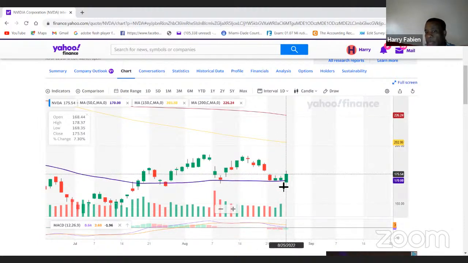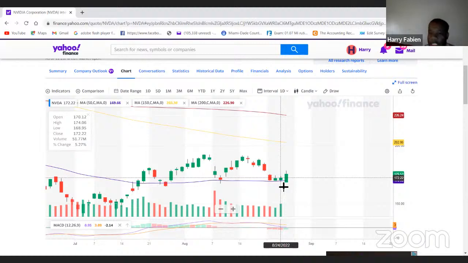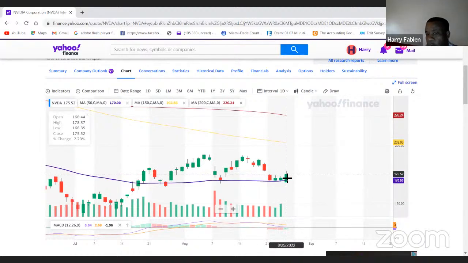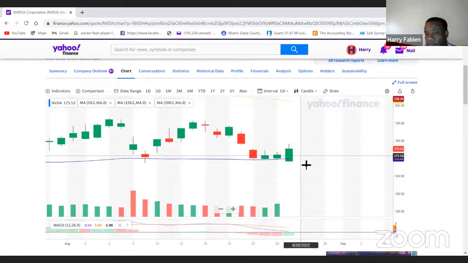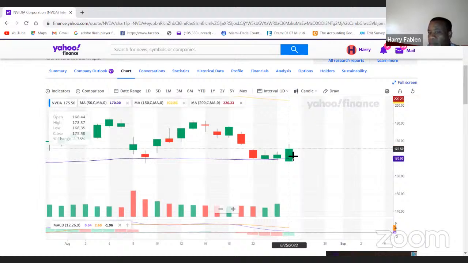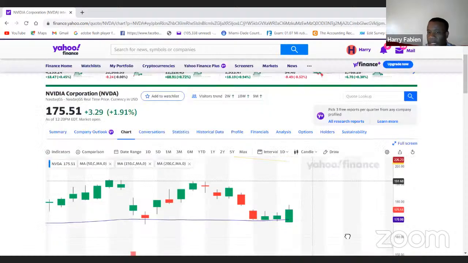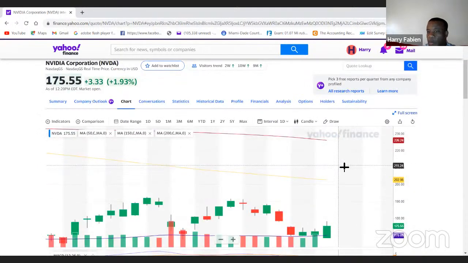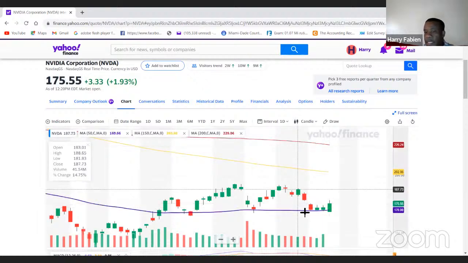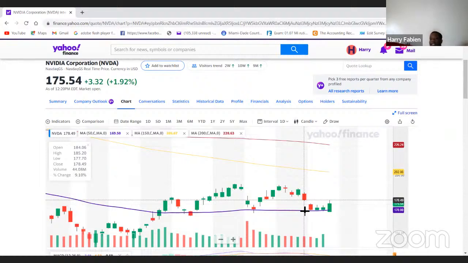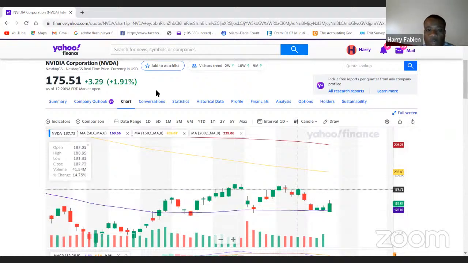The 50 is doing better, and for the short term, it's a bullish momentum because now the candles are in support here, and we have a green bullish. But for the long run, it's not bullish because you can see the 200, the 150, and the 50 are not in series.